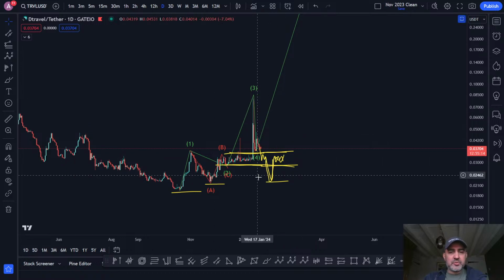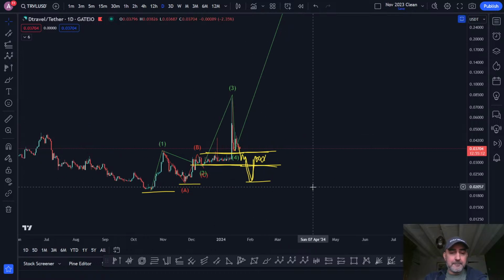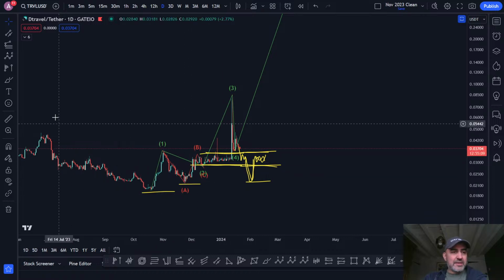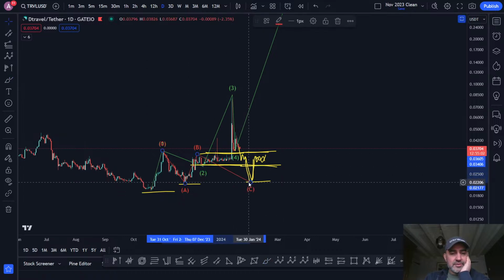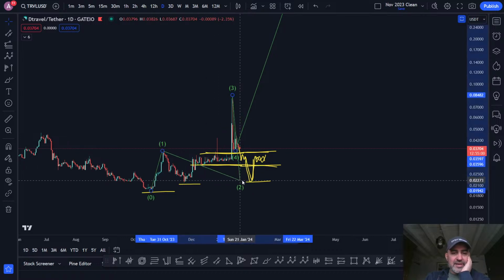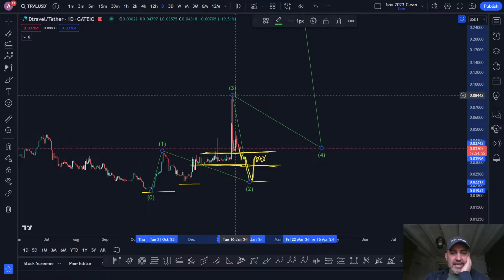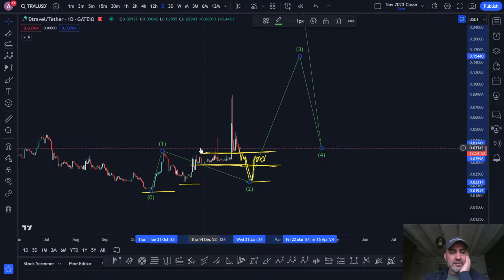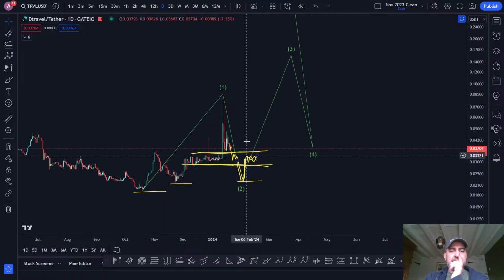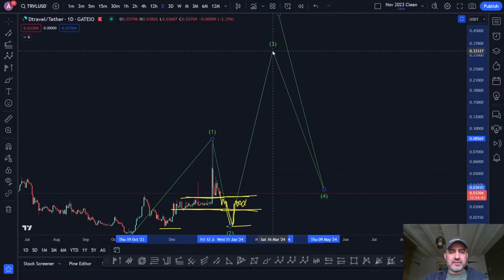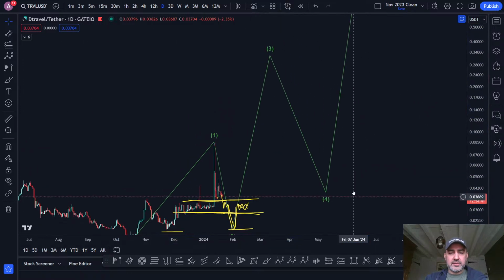That would be your 0 to 1, or 1, 2, 3, or maybe this whole thing is your 1. So this is what I'm contemplating. Maybe that's your 1, this is your 2, and we haven't started our 3 yet. Yeah, that was your 1. This is your 2, and then we're about to start a 3, right?